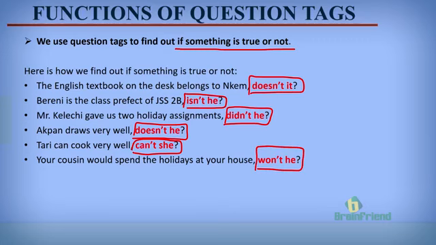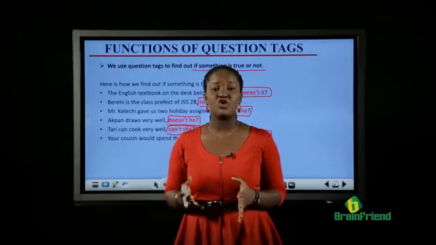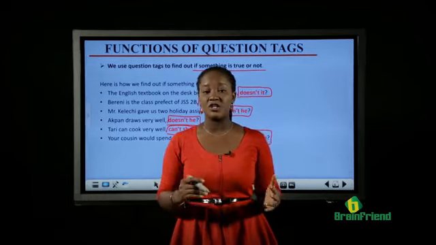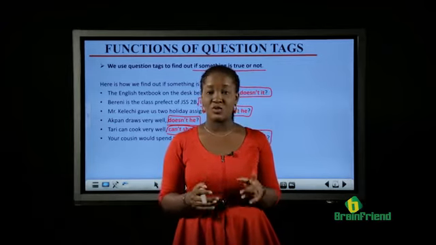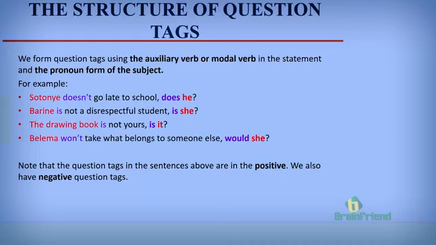So these statements here, or these examples here, prove to us that we use question tags when we want to find out if an information is true or false. So that's another function of question tags. Now let's look at the structure of question tags. What and what make up question tags?